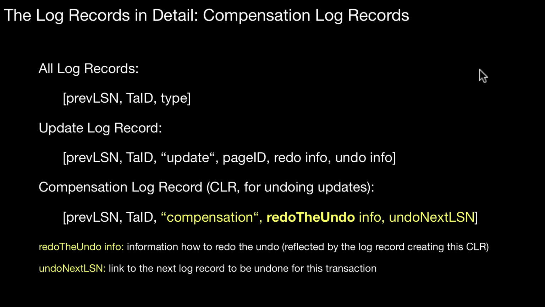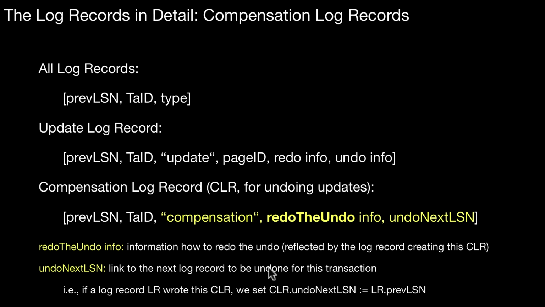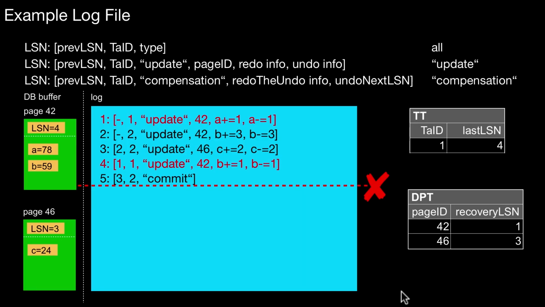So the second field is another backward pointer. This is a link to the next log record to be undone for this transaction. This is also very useful for situations where the database crashes while recovering. The value of this is easy to compute. If an update log record wrote this CLR, we set this undo field to the previous LSN of that log record. Let's do an example.